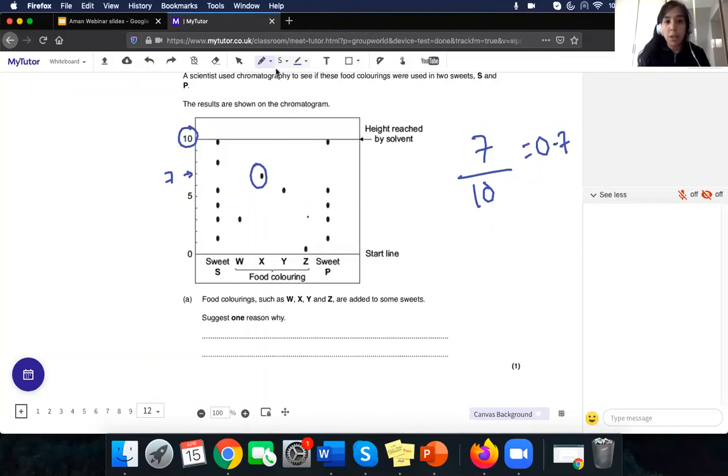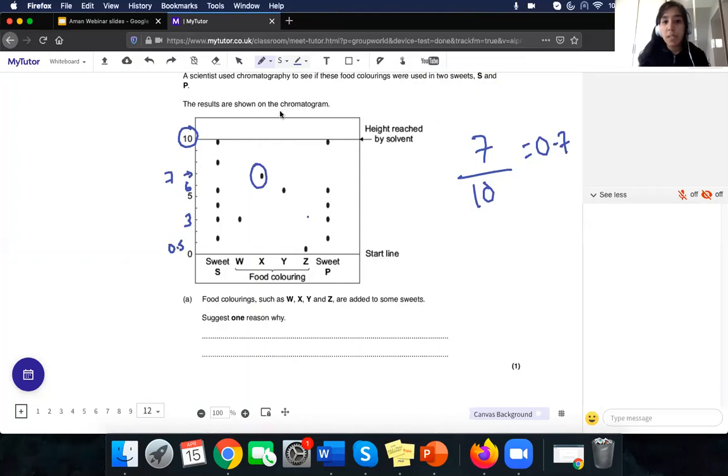Someone's asking, how do we get that? Again, we look at the 4 dyes, and they've helpfully given you a scale. Remember, the retention factor is how far it moved. So for example, W moved 3, Y moved about 6, and Z moved less than 1. So let's just say about 0.5. And then we divide that by the height reached by the solvent.